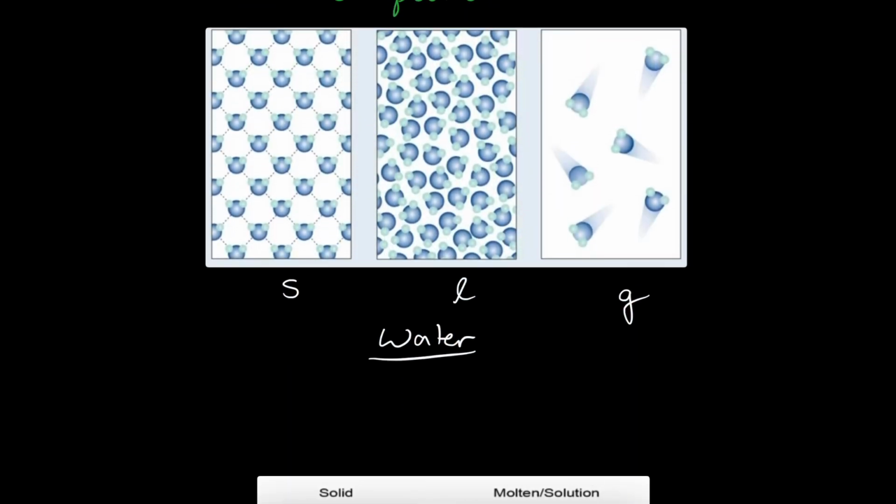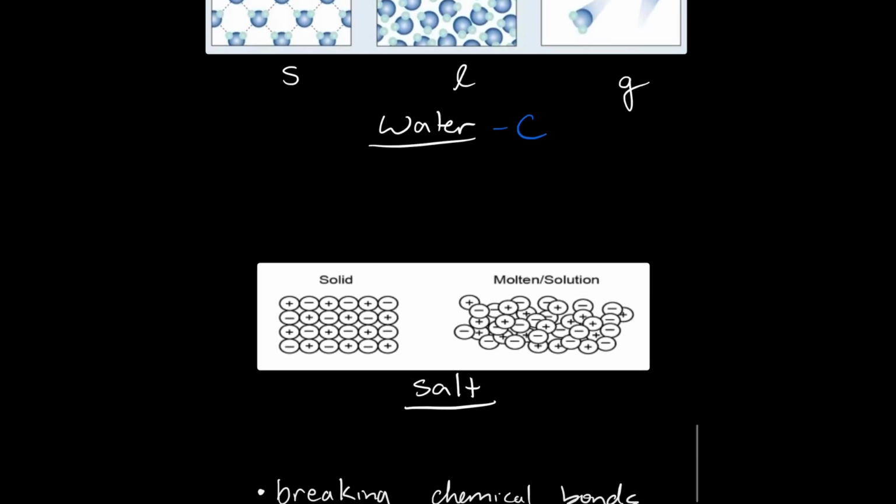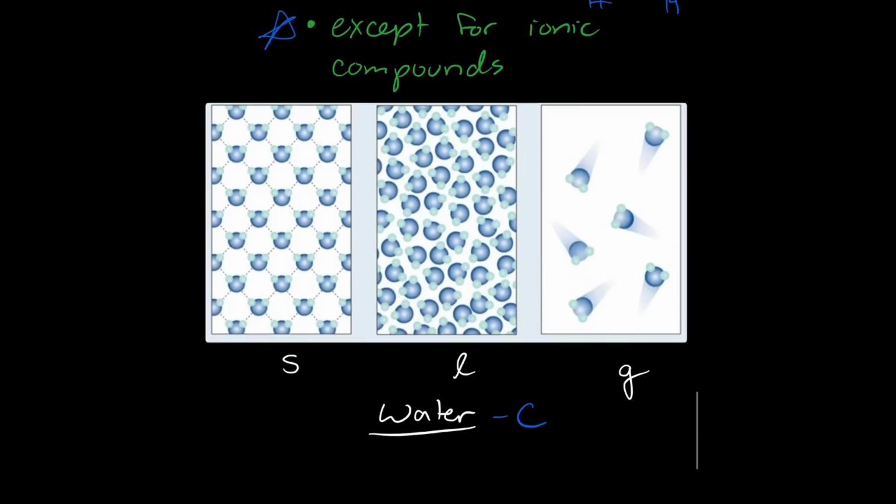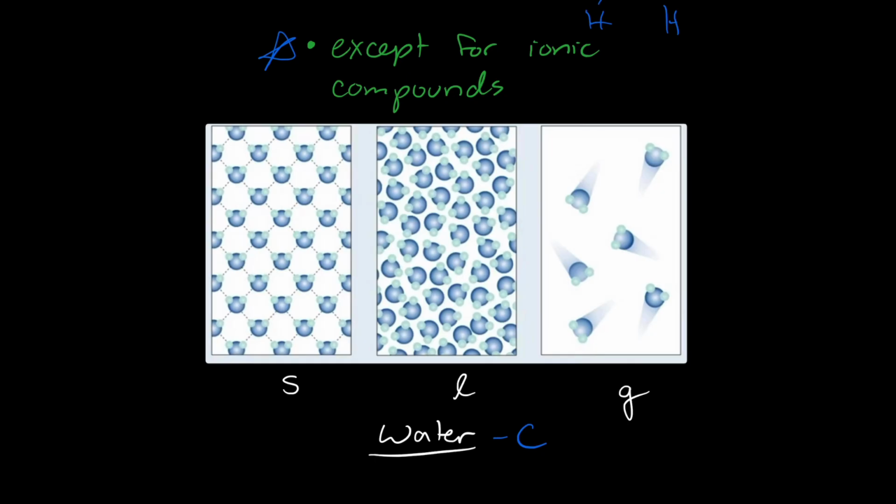So up top here, we have water, which is our covalent substance. And then down here, we have just a general salt or a general ionic substance. All right, so if I'm going to melt water, and again, over here is our solid representation of water, what I am doing is I am breaking these intermolecular forces between the water molecules, but the water molecules themselves do in fact stay intact, right?